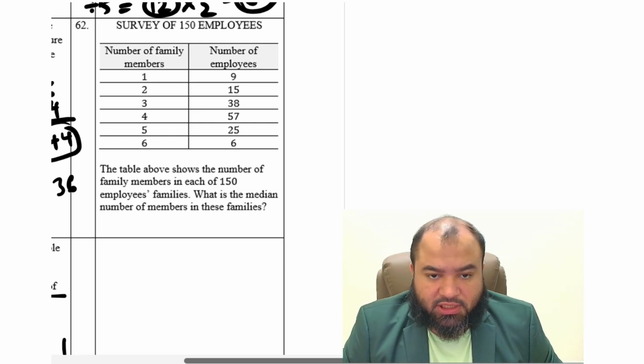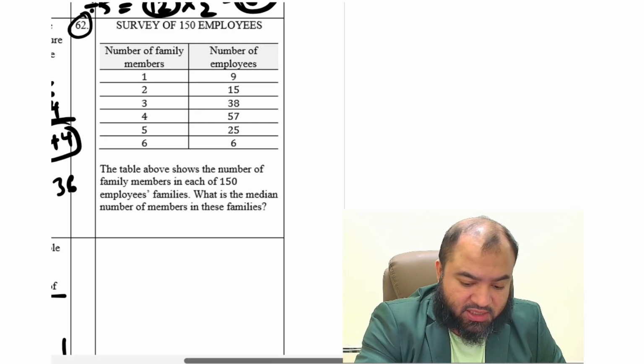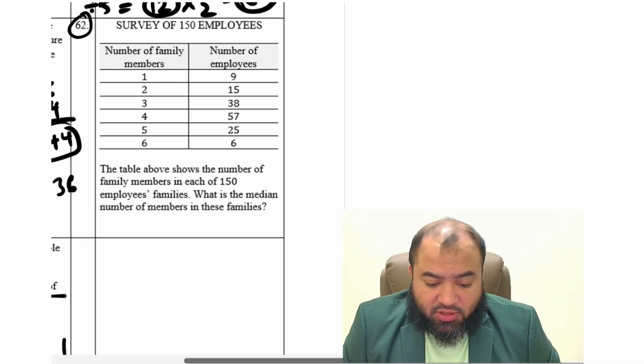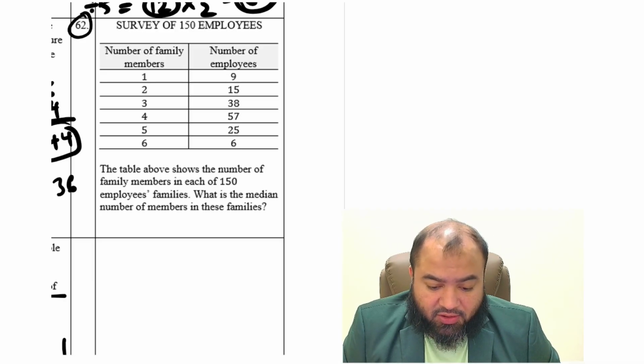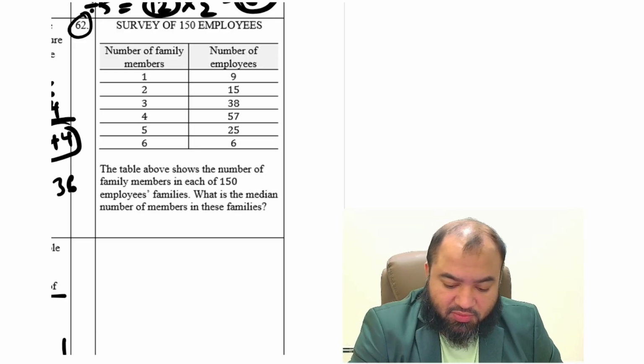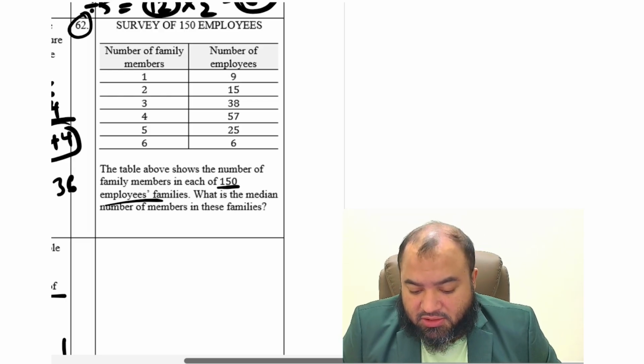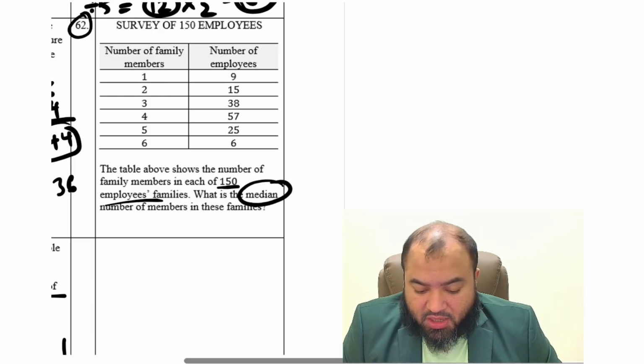Okay, the next question is number 62. I moved it aside to the left, so I could do it here, more space. So number of families, it is a survey of 150 employees. The table above shows the number of family members in each of the 150 employees. So what is the median of the families?